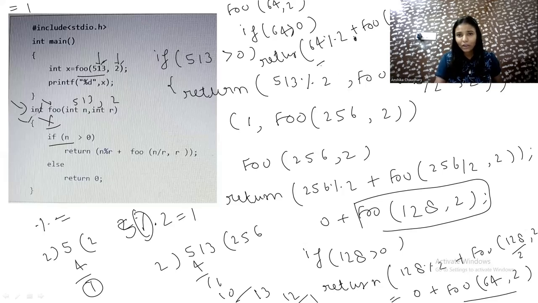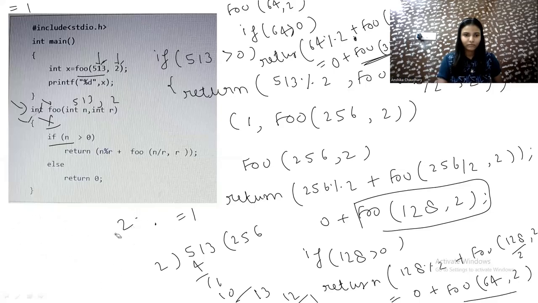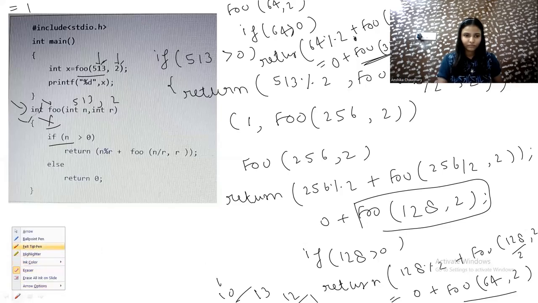Okay, now it will give remainder as 0, plus we are again calling the function, and this time it will be 32 and 2. Okay, 32 and 2. Now we have to call for this function. First of all, let me make some space here. Now we have to call for this foo 32 comma 2.